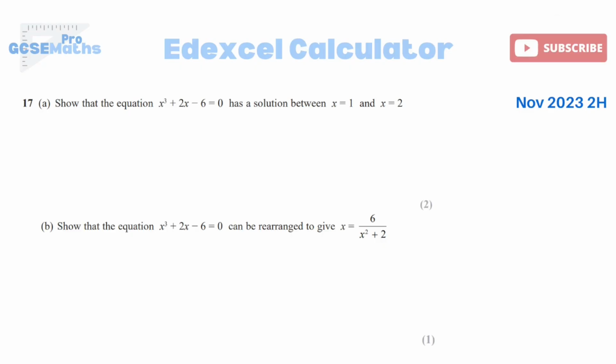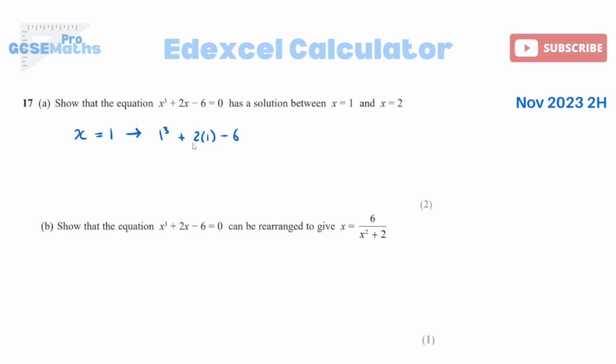So part A, show that the equation x cubed plus 2x minus 6 equals 0 has a solution between x is 1 and x is 2. All you need to know about this is just remember, substitute in both values and then see what you get. So for example, when x is 1, we've got 1 cubed, just write it down. I know it seems kind of pointless, but write it down just so you've got the working out, and then work out what that is.